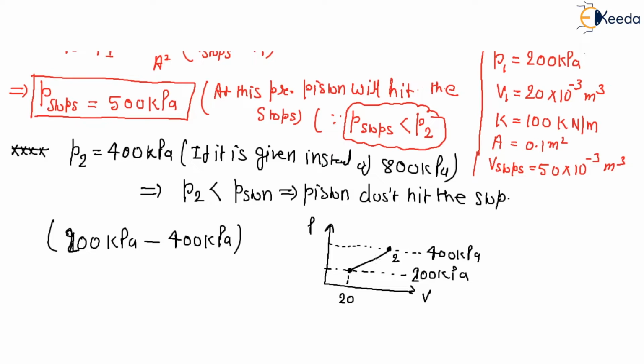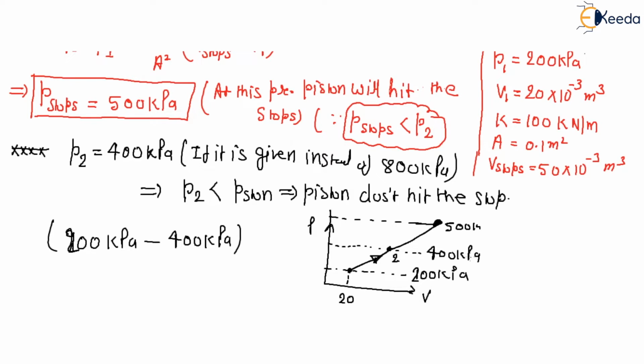So this is your P2. Again the pressure will increase up to the stop. The stop pressure is 500, let's suppose. So this is the stop. Now when it is at the stop, the final pressure is 200. So this is your calculation, right? Up to this point it is your calculation, because here it does not hit the stop.